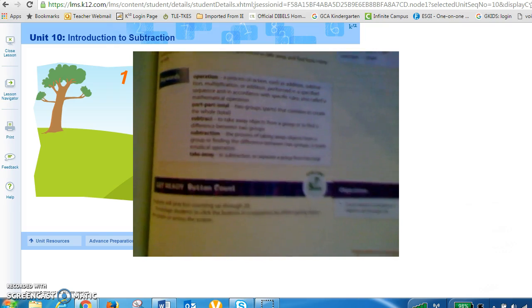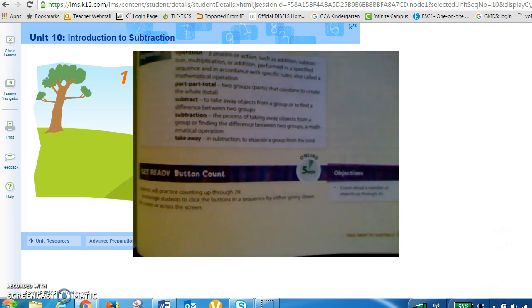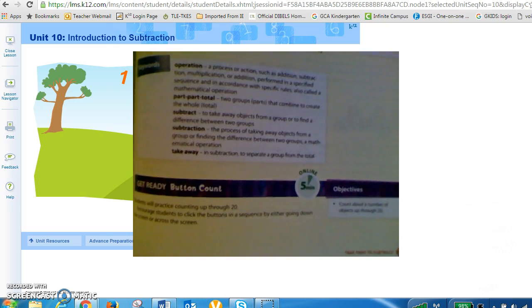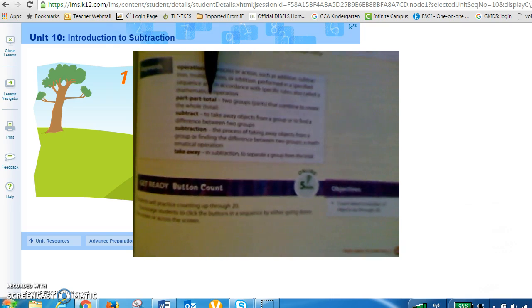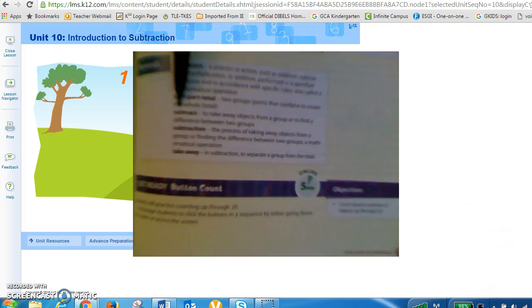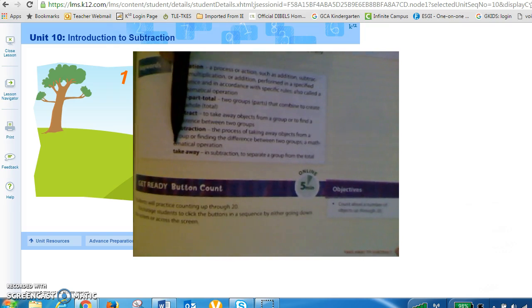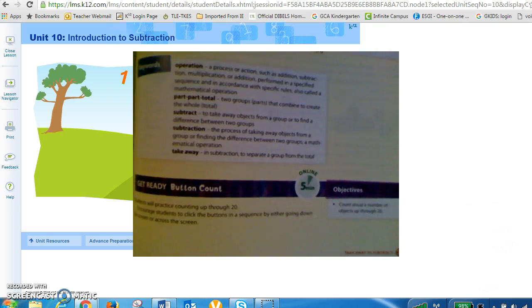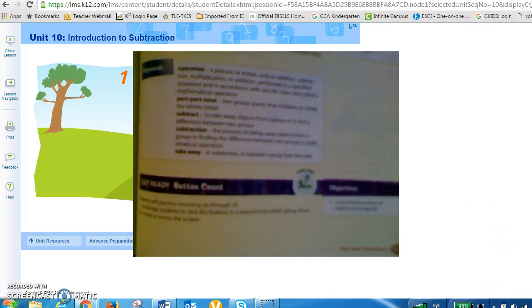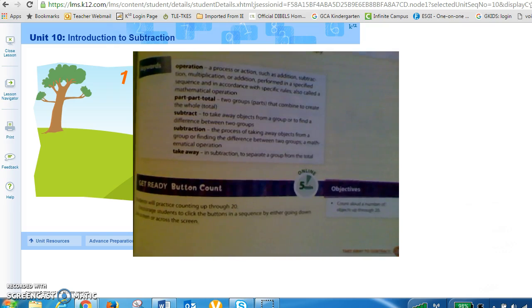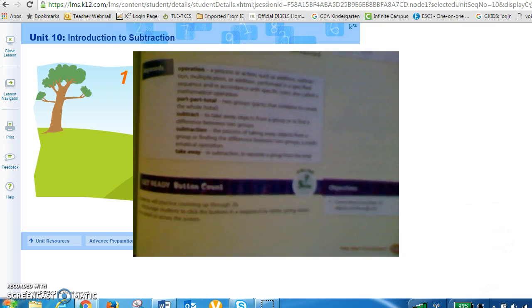So we are looking at operation, part, total. We also call this part, whole, subtract, subtraction, take away, and I also use the term minus. We're going to show you some of these symbols that we use for subtraction as well. Pause this video while you read through these terms with your student.